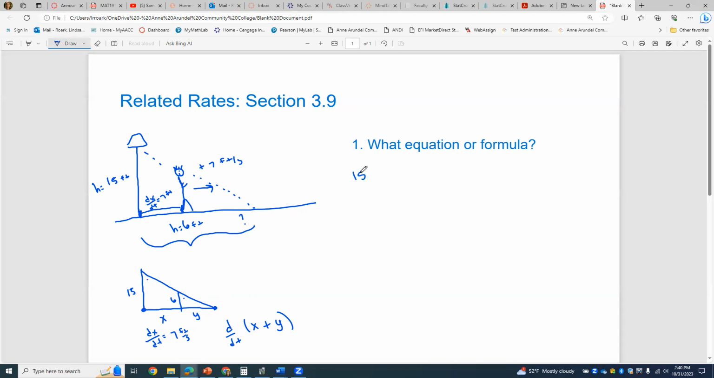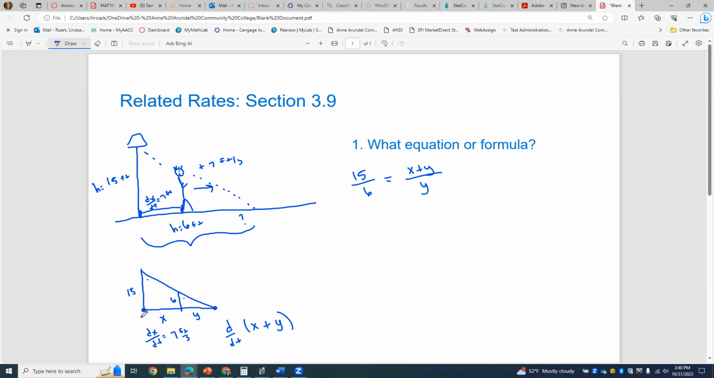You could say 15 over 6. So this is the longer side in proportion to the shorter side, which would be equal to, then say the longer side would be x plus y and the shorter side would just be y, right? Does that make sense? There are also other varieties of ways to set this up.